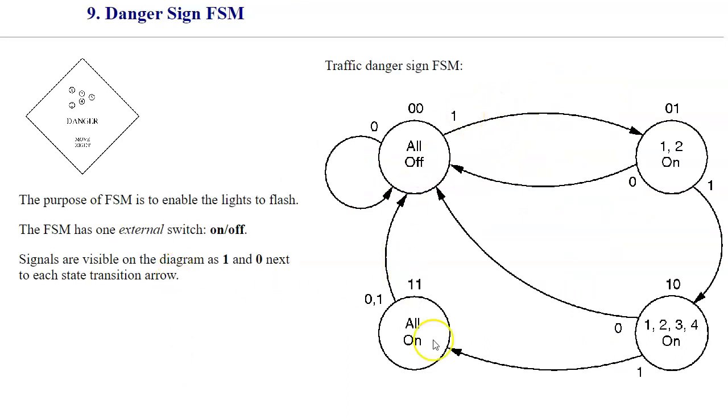So this is an actual state diagram for the traffic danger sign. Okay, so basically the idea is that we would like to enable these lights to flash, and so here are the 4 states we need if we're using a binary system for our identifiers and state transitions. Then all of the states have unique identifiers 0 0, 0 1, 1 0 and 1 1.